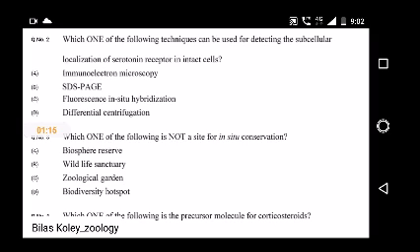Now we will discuss question number 2. Which one of the following techniques can be used for detecting the subcellular localization of serotonin receptor in intact cell? And the options are immunoelectron microscopy, SDS PAGE, fluorescence in situ hybridization, differential centrifugations. In these options, the right option is A.